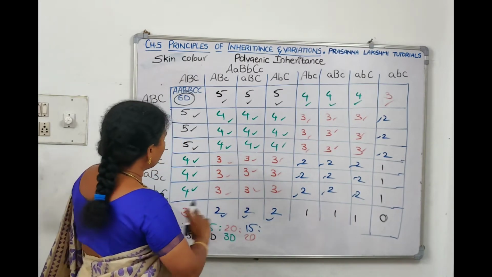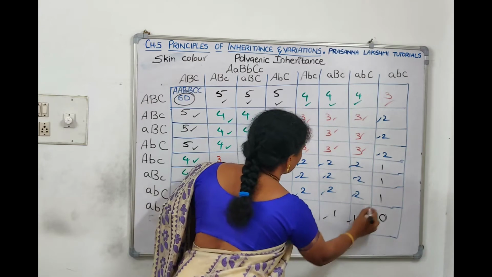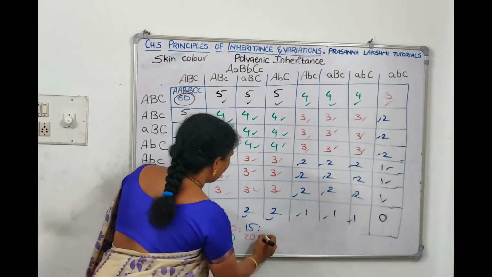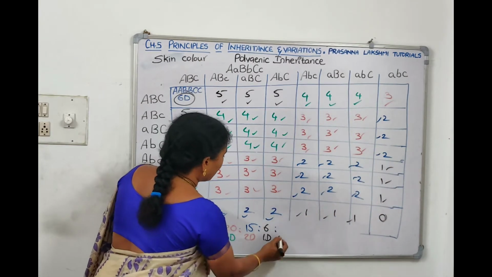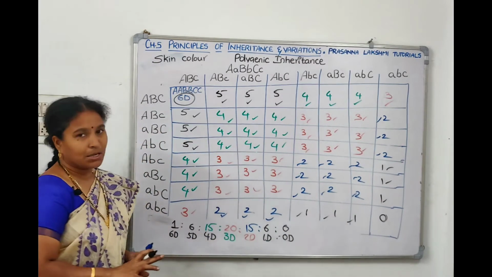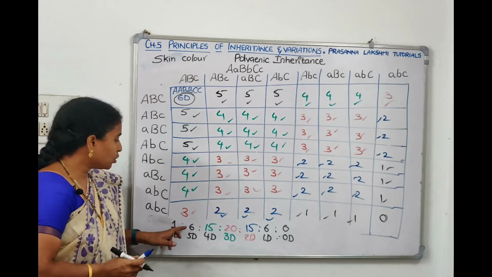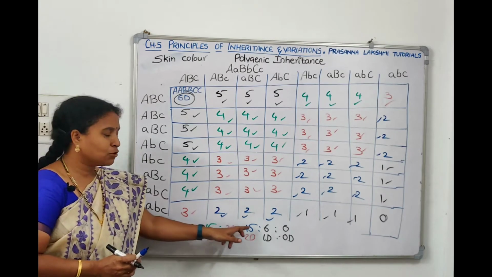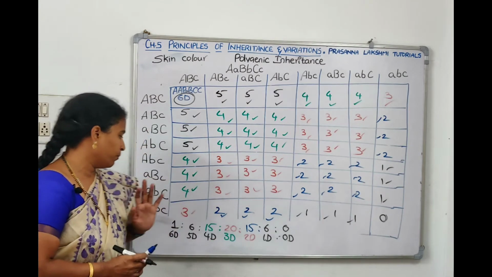1 dominant, how many 1s are there? 1, 2, 3, 4, 5, 6. So 1 dominant we got 6. And how many 0 dominant do we have? 0, only 1 we got. So that means the ratio we got is 1, 6, 15, 20, 15, 6, 1.